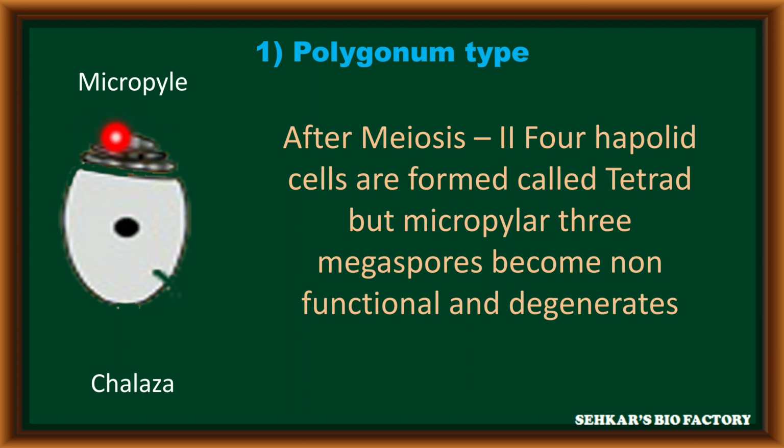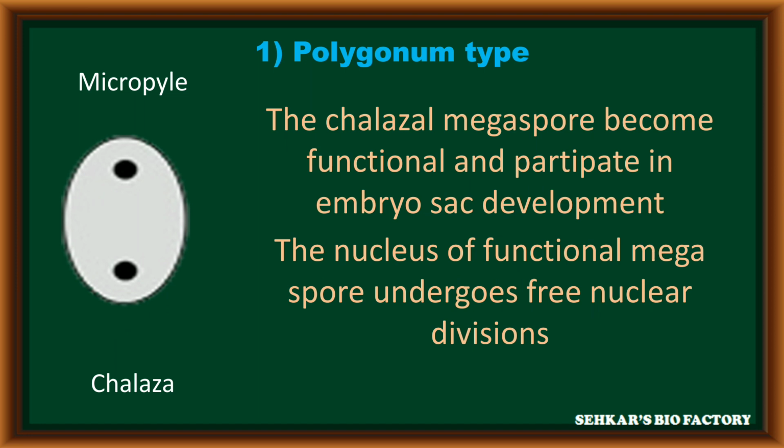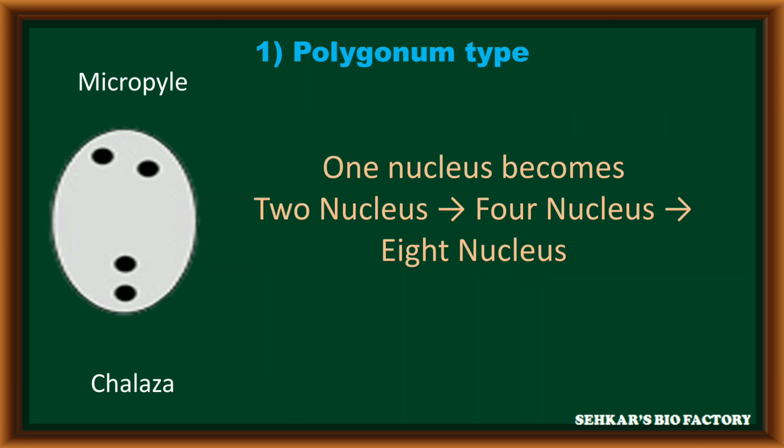but of these megaspores, the three present towards the micropylar end become non-functional and degenerate. The megaspore present towards the chalazal side becomes functional. This chalazal megaspore now participates in embryo sac development with the help of free nuclear divisions initially. During free nuclear divisions, one nucleus becomes two, two become four, and four finally become eight nuclei. Such divisions are called free nuclear divisions.